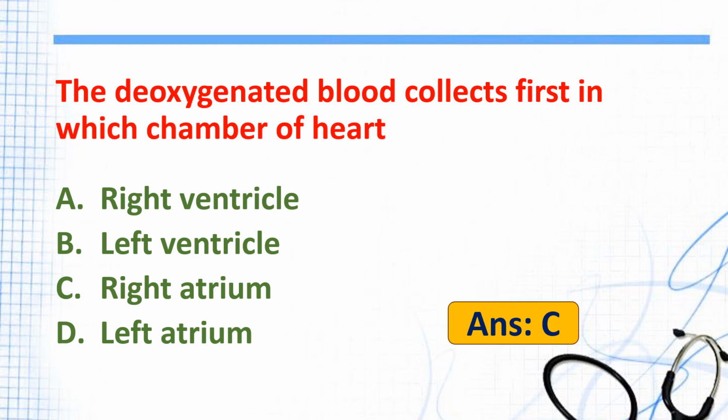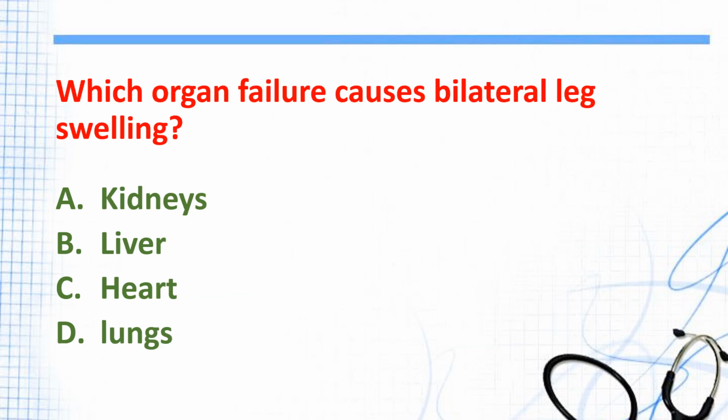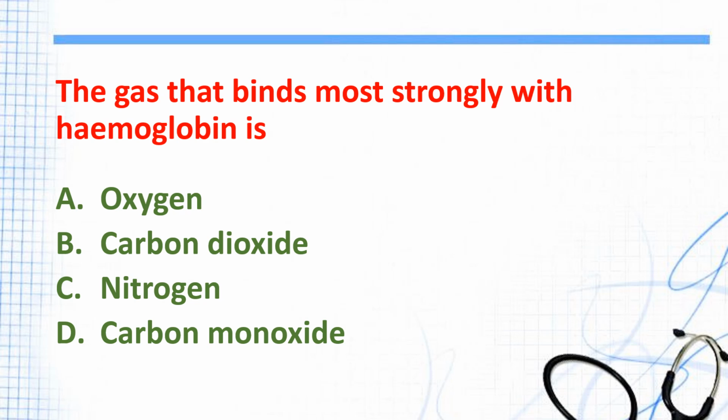C. Right atrium. Oxygenated blood collects first in which chamber of heart? A. Right ventricle, B. Left ventricle, C. Right atrium, D. Left atrium. And the answer is D. Left atrium. Which organ failure causes bilateral leg swelling? A. Kidneys, B. Liver, C. Heart, D. Lungs. And the answer is heart.